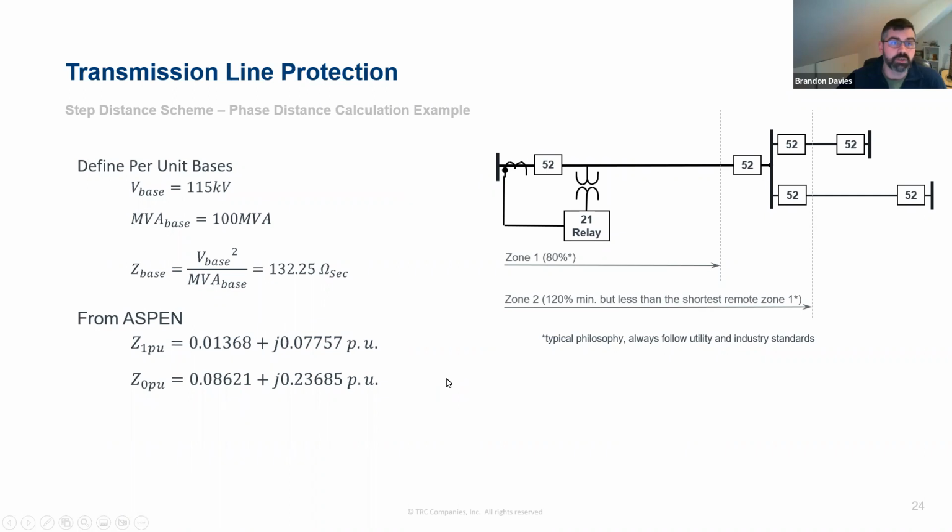So the first thing we need to understand is the line impedance itself. And we're going to need to calculate that. And like I said, we're going to need to take the per unit impedance we get from Aspen. We're going to need to convert that to primary ohms and then to secondary ohms.